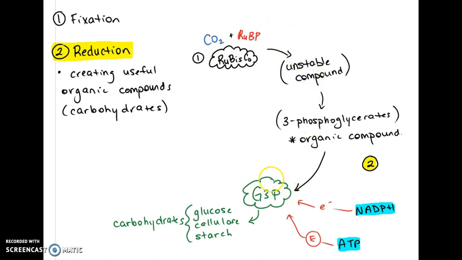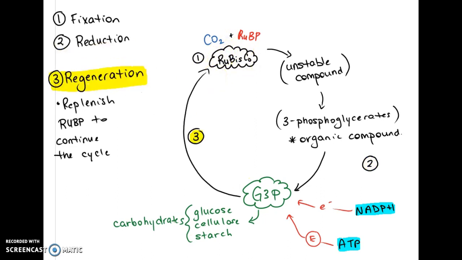So some of the G3Ps that were made in the reduction stage go on to make these carbohydrates, but some of them go on to regenerate the original reactants. So the next phase is regeneration. In order to replenish the RuBP and continue this cycle, the regeneration phase requires G3P. So some of the G3P that was made doesn't leave the cycle, it just goes on to this regeneration phase. It also requires the energy from ATP and NADPH. So those molecules that were made in the light-dependent reactions are required again.